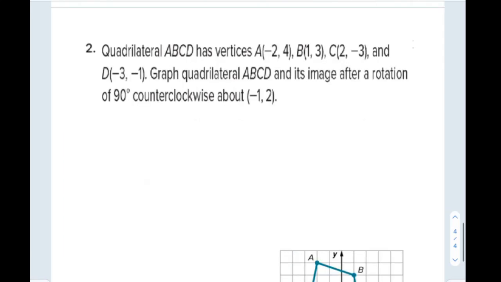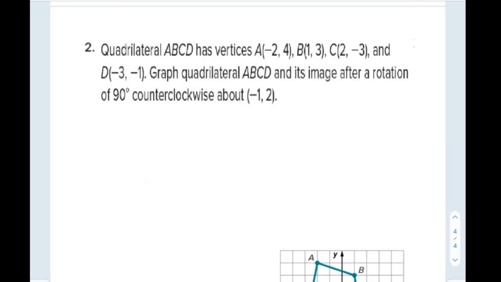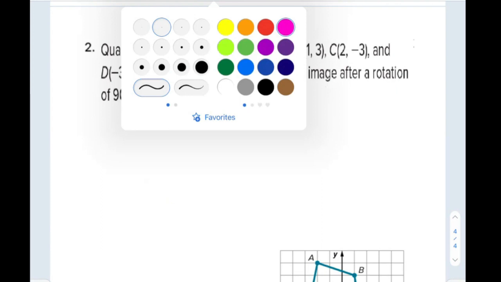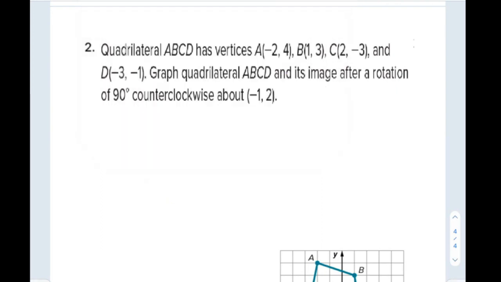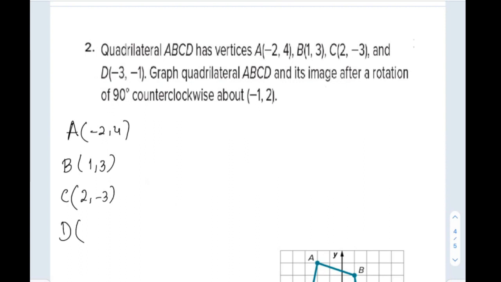Question 2, quadrilateral ABCD, and let's copy the points. A is (-2, 4). B is (1, 3). C is (2, -3). And D is (-3, -1). These are the vertices of this quadrilateral.